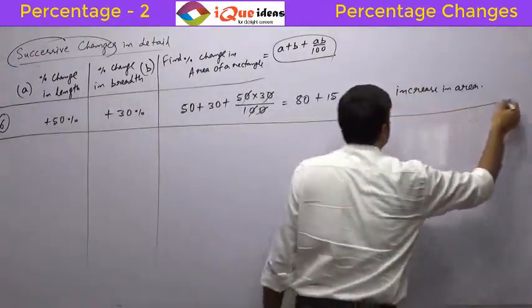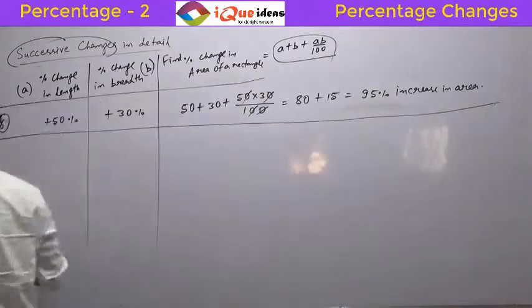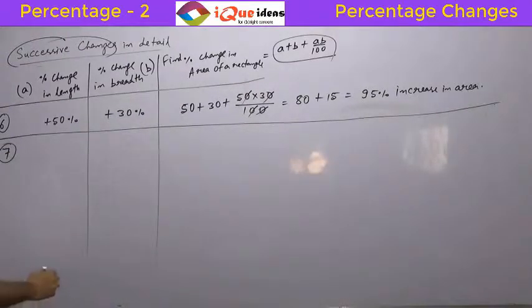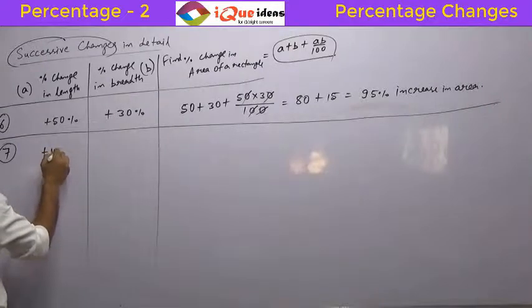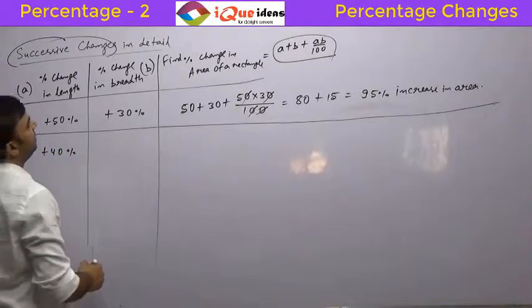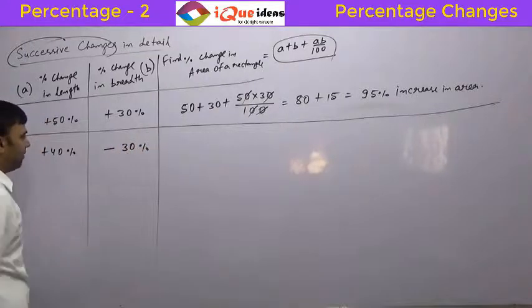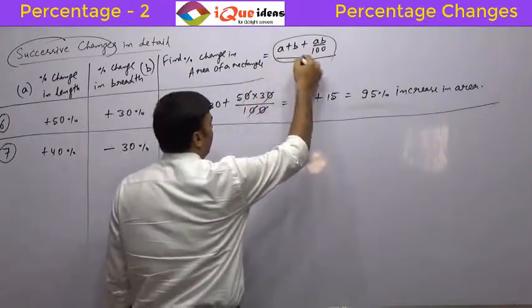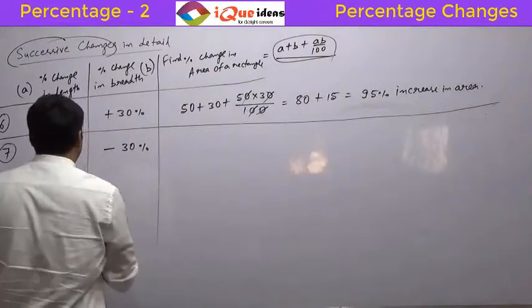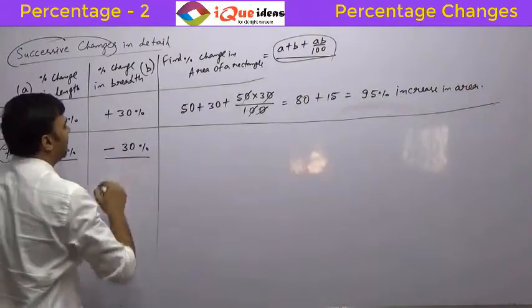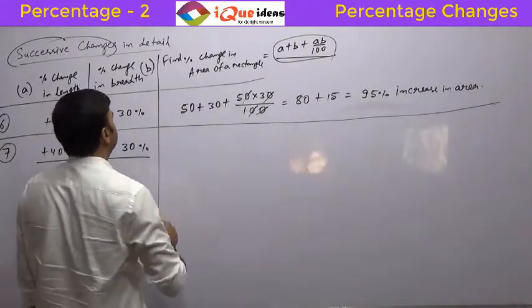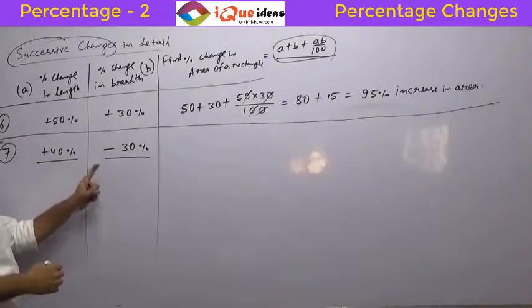Now let's take a situation in which the values decrease. Suppose we say that the length increases by 40% and the width or the breadth decreases by 30%. Now what will happen? Let's see. The formula remains the same. Just be careful. In place of A we will take plus 40. In place of B we will take minus 30. Okay? Minus sign is decrease.